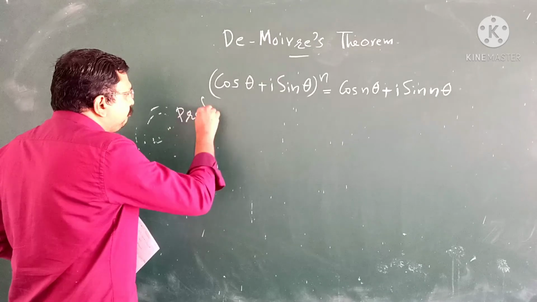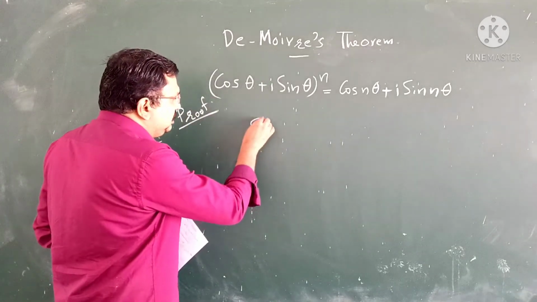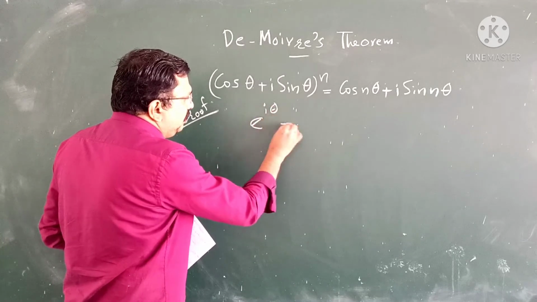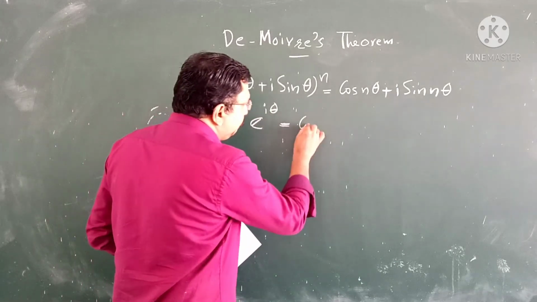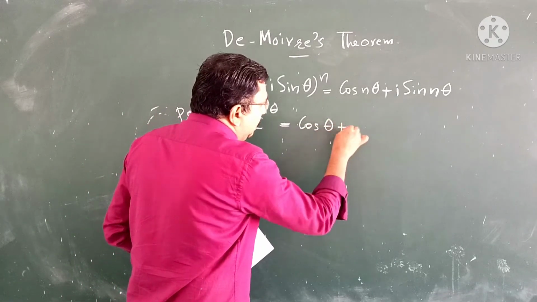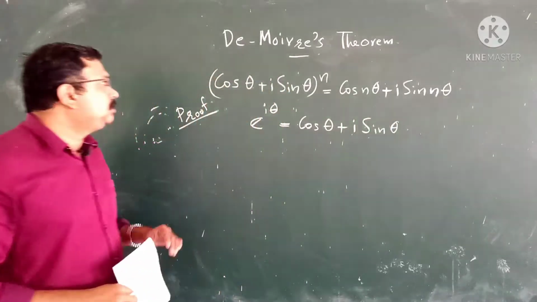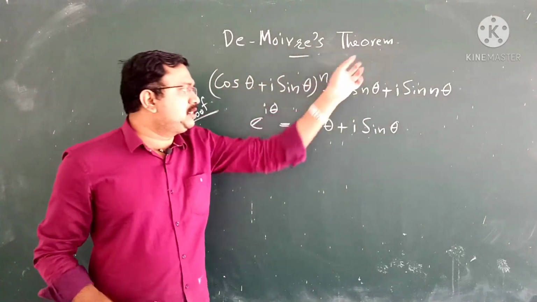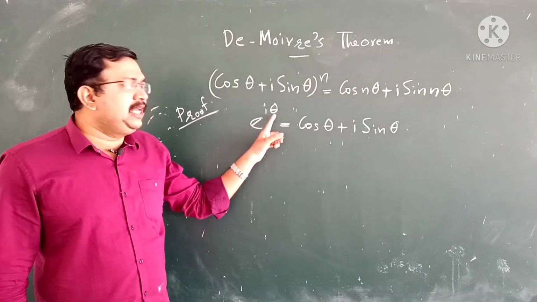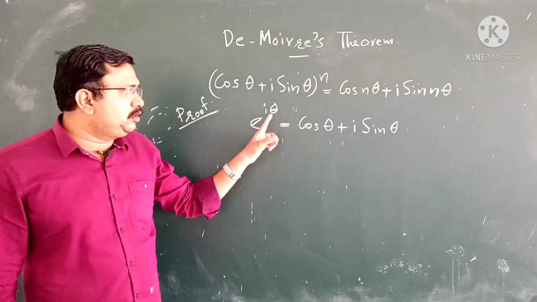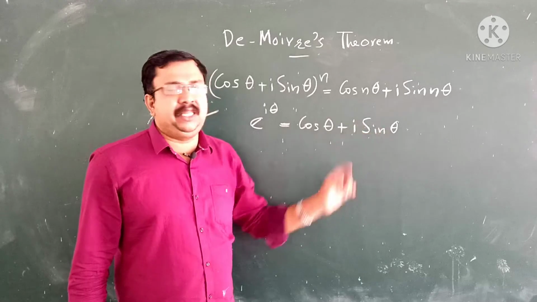Proof. We know that e raised to i theta is cos theta plus i sin theta. We are proving De Moivre's theorem. First, we know that e raised to i theta is equal to cos theta plus i sin theta.